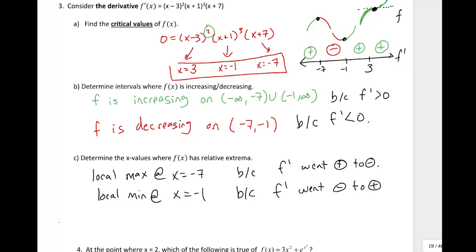And even though we have a critical value at 3, just because you have a critical value does not necessarily mean you have a local extreme. It just means that if you have a local extreme, it'll be on there. So like at 3, that's not a maximum or a minimum, so we're just not going to list it.